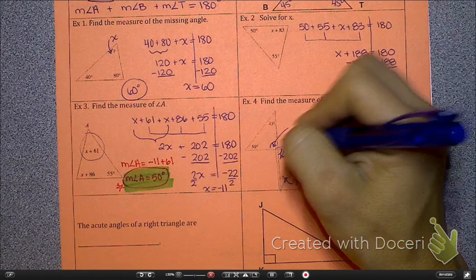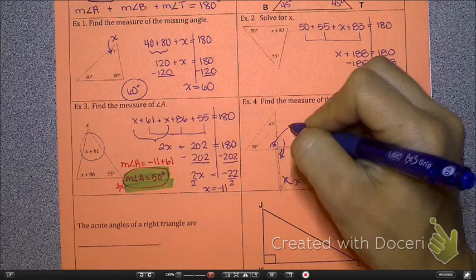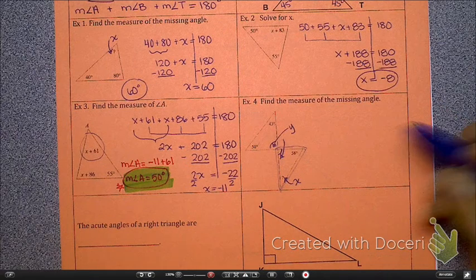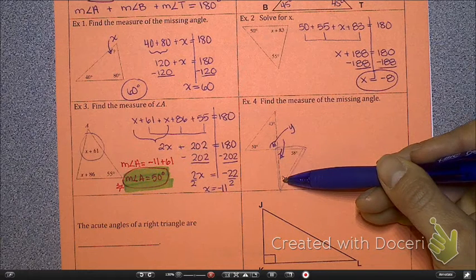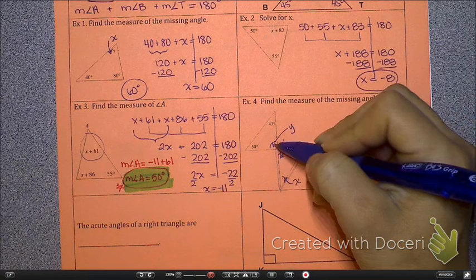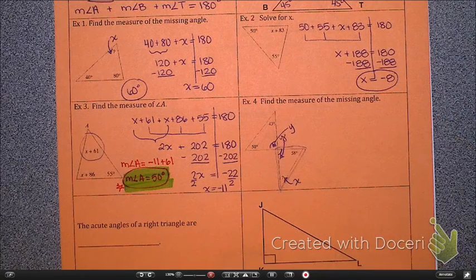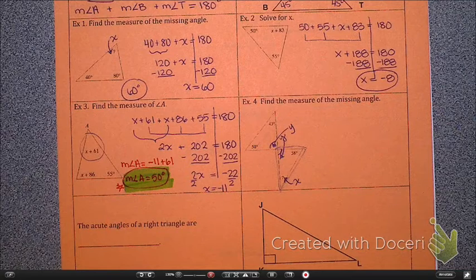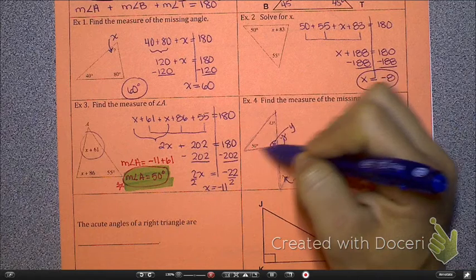Okay, instead of calling this angle x, let's call it y. Because we can't call this missing one the same thing as this missing one, since I don't know they're the same size. What I do know is both of these right here are the same size, so I can also call that one y. So both of these missing angles I can call y. Does that make sense?